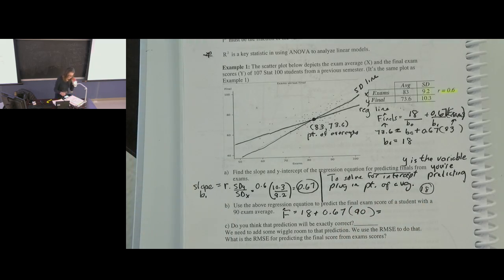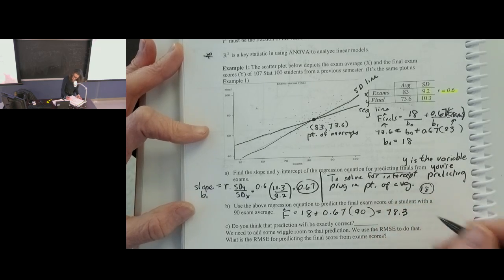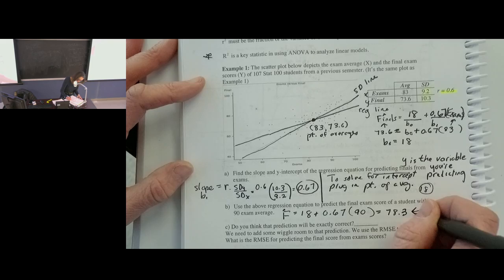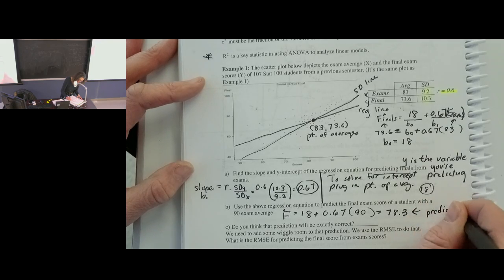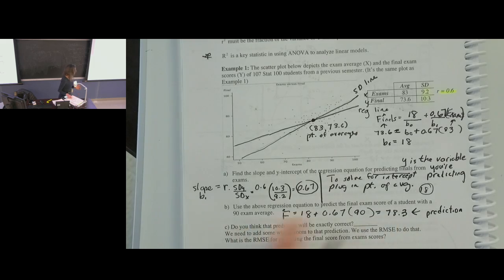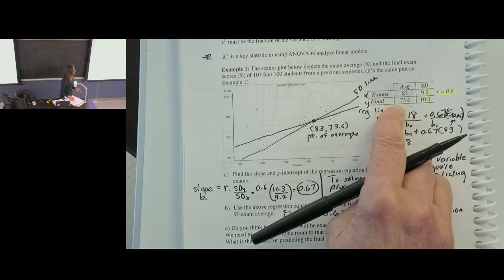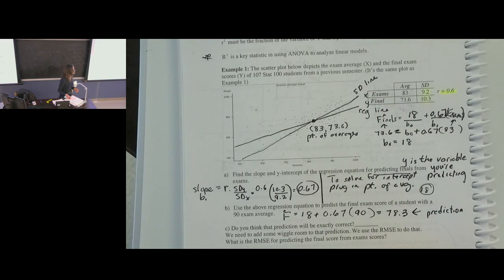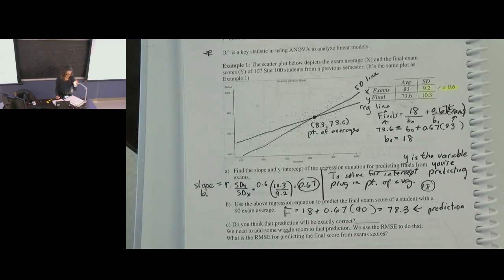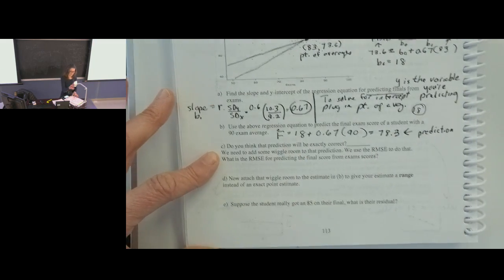So I got 78.3. That's the prediction. You might think, oh, that sounds so low. We got a 90, but look, the average for the final is low. So he's still above average here. Okay, so now, of course, do you think that prediction will be exactly correct?